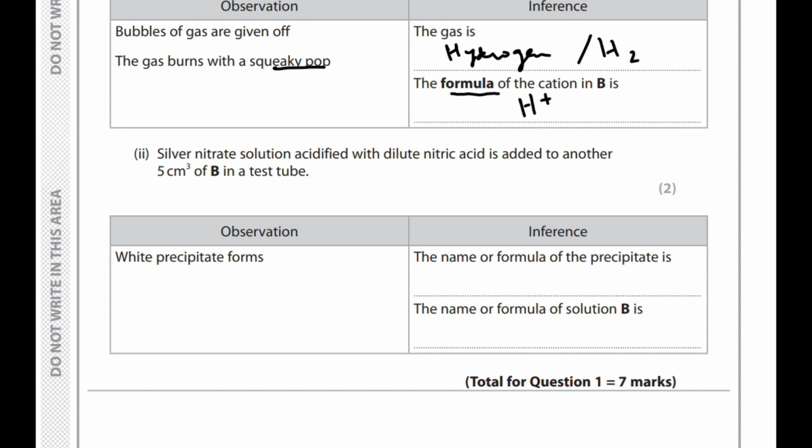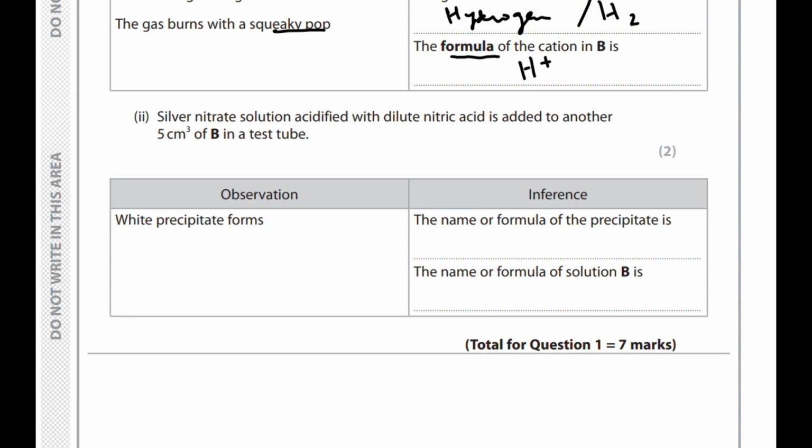Now, part 2 of this question. Silver nitrate solution is acidified with dilute nitric acid. Okay, this is the test used for the detection of halides. It is added to another 5 cm³ of B in a test tube. White precipitate forms. Yes. Which halide forms a white precipitate? Yes, chloride. So what is the name or the formula of the precipitate? When silver is added to the chloride ion, it forms the white precipitate of silver chloride. And the name or formula of the solution B is, yes, it's basically hydrochloric acid.